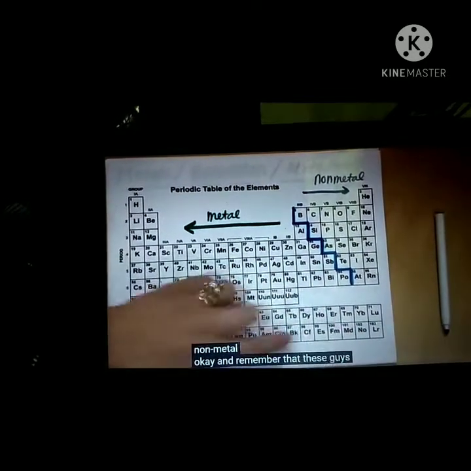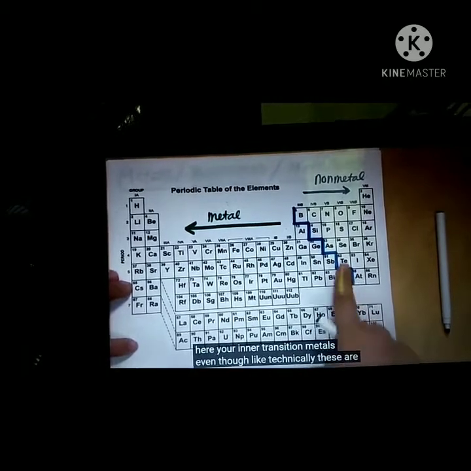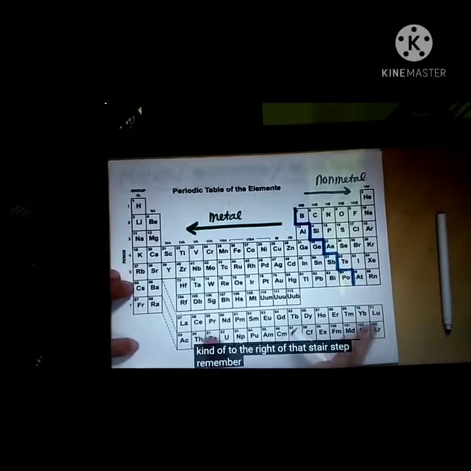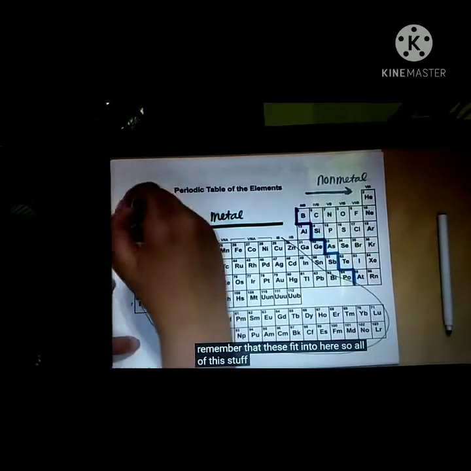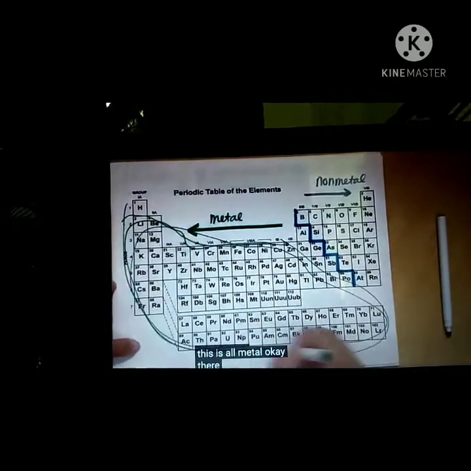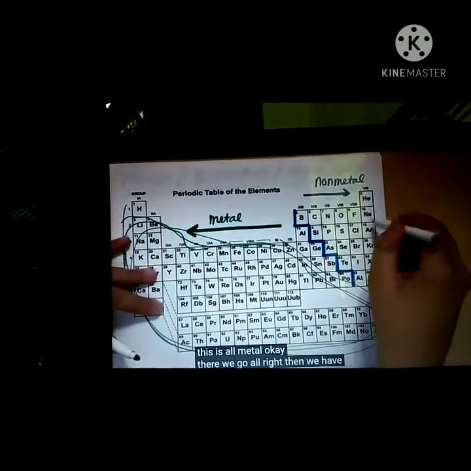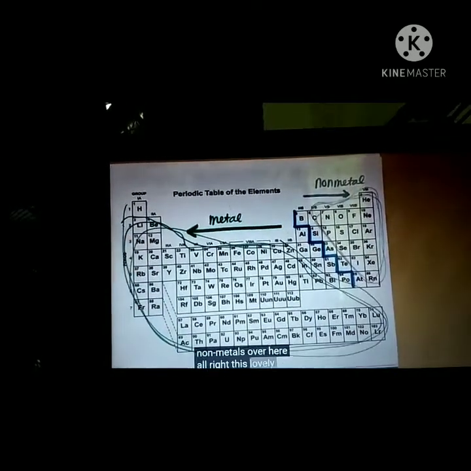Remember that these guys down here, your inner transition metals, even though technically they are kind of to the right of that stair step, fit into here. So all of this stuff is all metal. Then we have our non-metals over here, this lovely area.